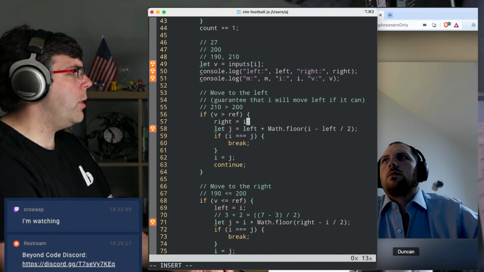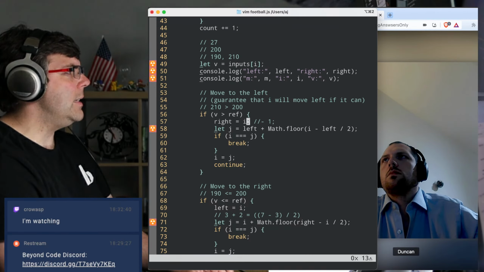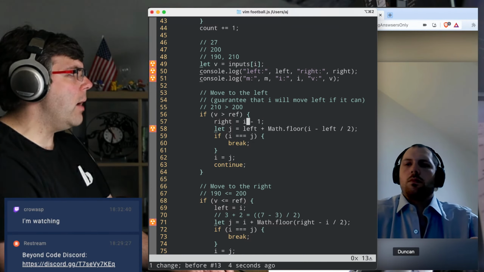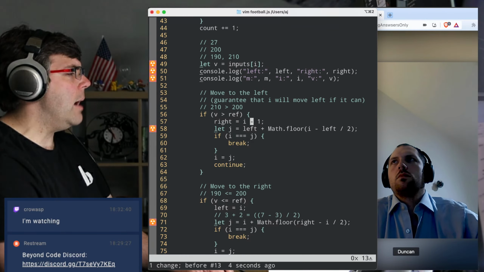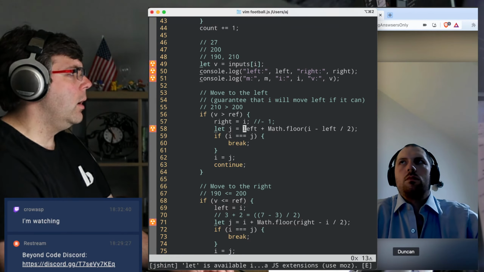Technically, we could go with the right is I minus 1. I think that should work, but I'm going to leave that commented out for right now, because we know that it's not I, so our boundary on the right is actually I minus 1. But I'll leave that commented out for now, because this should still work.